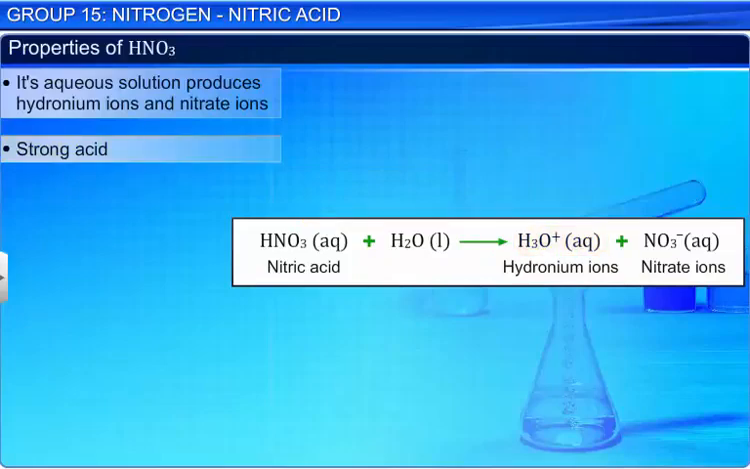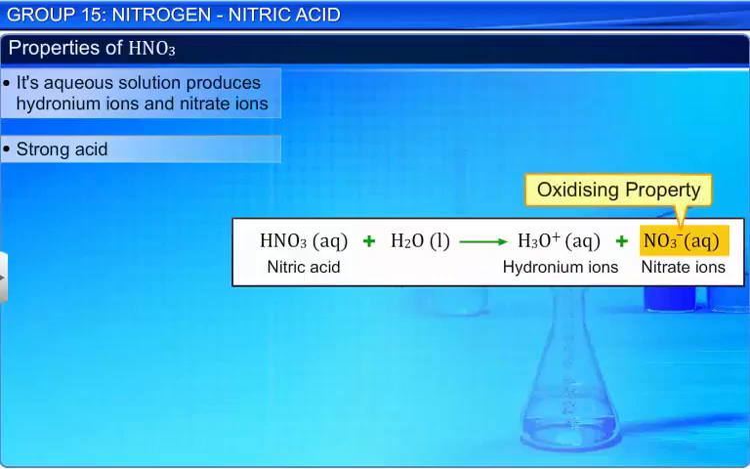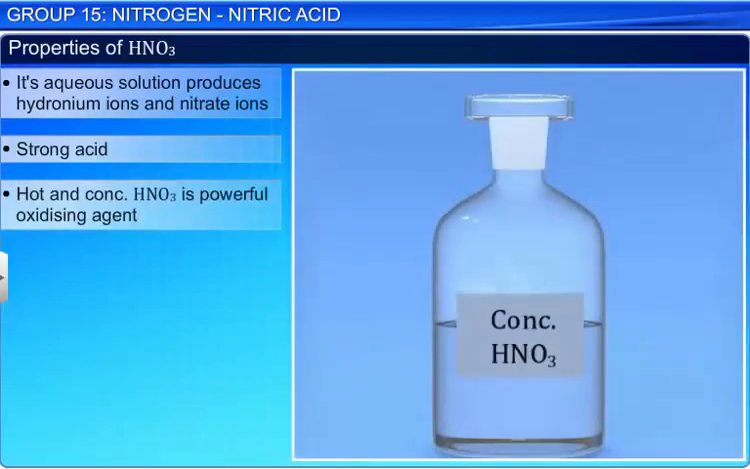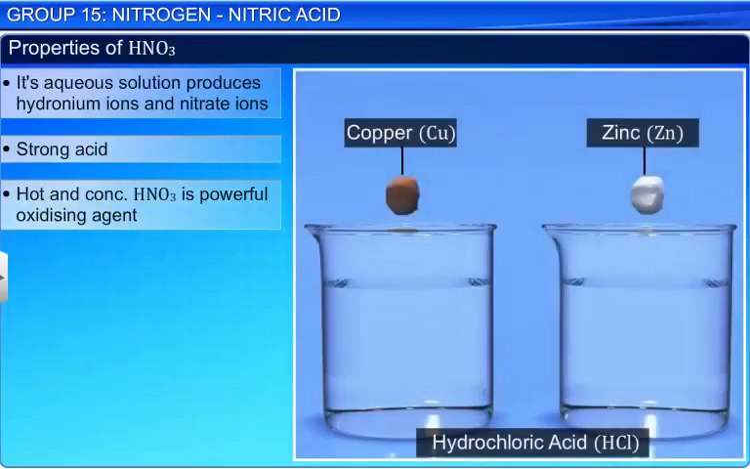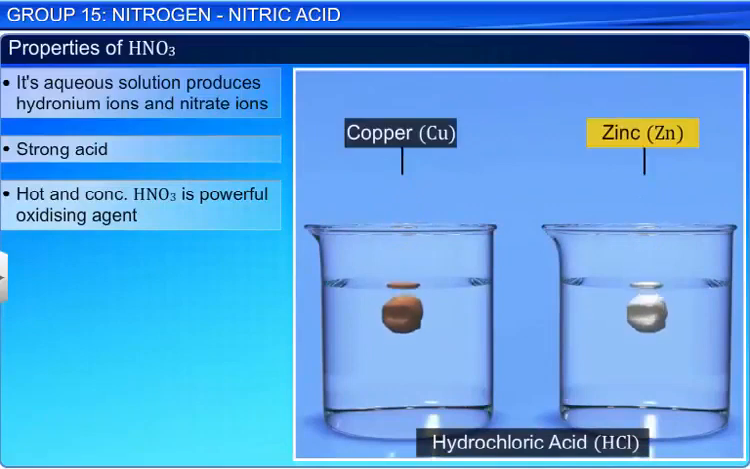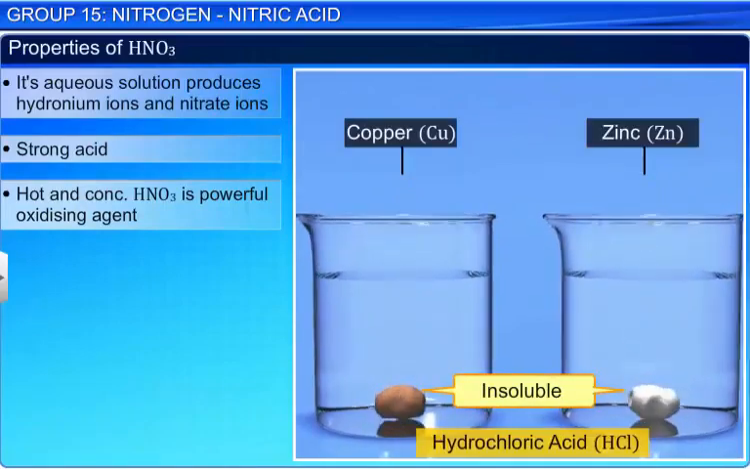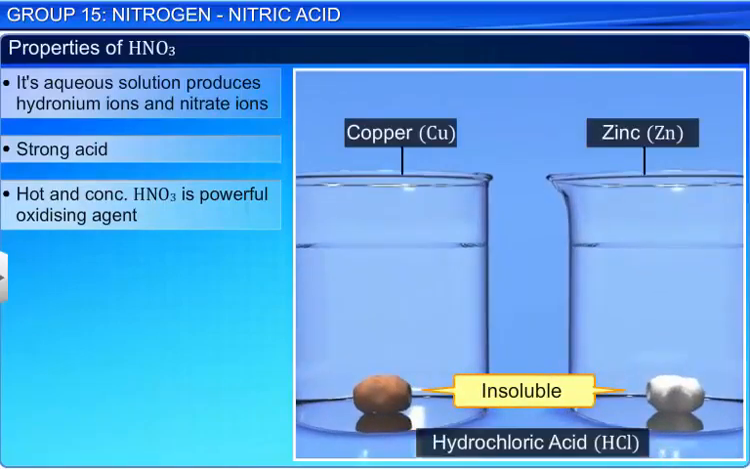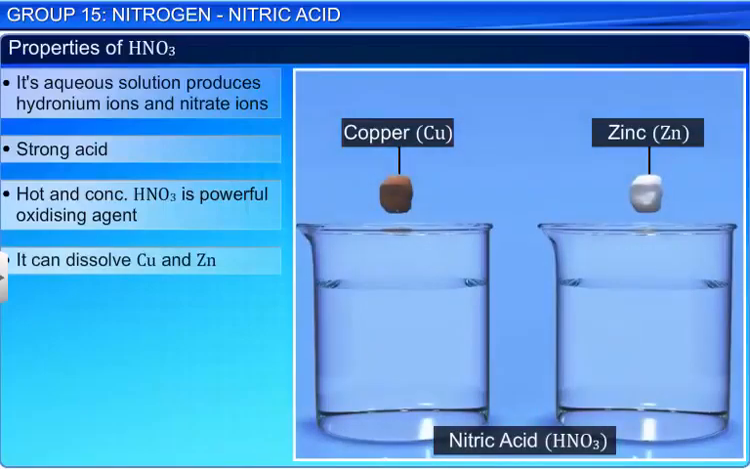On the other hand, the nitrate ions lend the acid solution its oxidizing property. Moreover, hot and concentrated nitric acid acts as a powerful oxidizing agent. You know that metals such as copper and zinc are insoluble in hydrochloric acid. However, these metals dissolve in nitric acid.